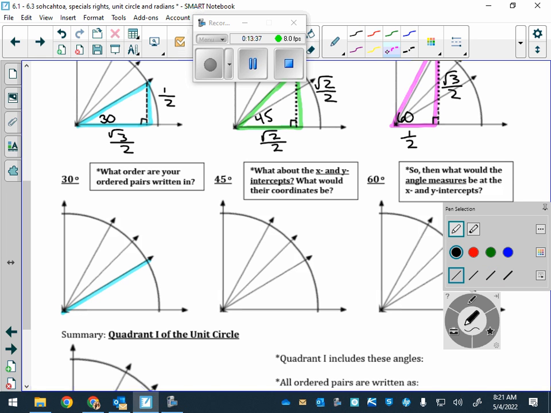Now, if I know the side lengths are √3/2 and 1/2, how would I write that as a point on a circle? How would I take those two side lengths and write it as a point, an ordered pair? What do you guys think? Look at what we have here. Think of your XY plane. How can I write those side lengths as a point? Tyler.